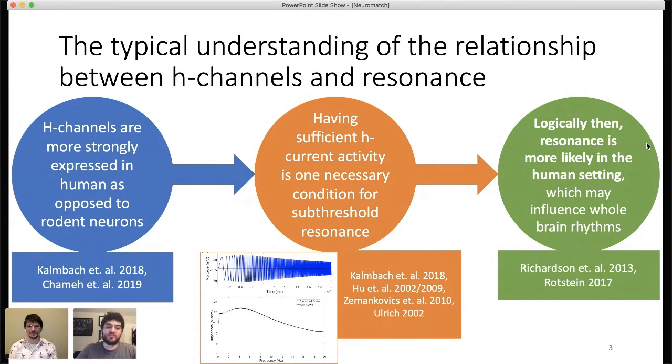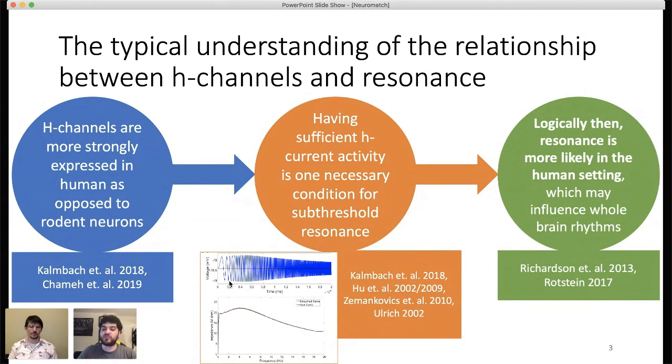So there's this common story in the literature about this relationship between these H channels, these hyperpolarization activated cation channels, and this idea of subthreshold resonance, which I was just talking about. Now you can hopefully see the figure down here. And the idea has been, in order to get this subthreshold resonance, you need enough of these H channels to be expressed. Now, experimentally, recent literature has shown that these H channels tend to be more strongly expressed in humans as opposed to rodents. So the natural follow-up to that logically would be, okay, it would be more likely for us to see this resonant dynamic in human cells as opposed to rodent cells.